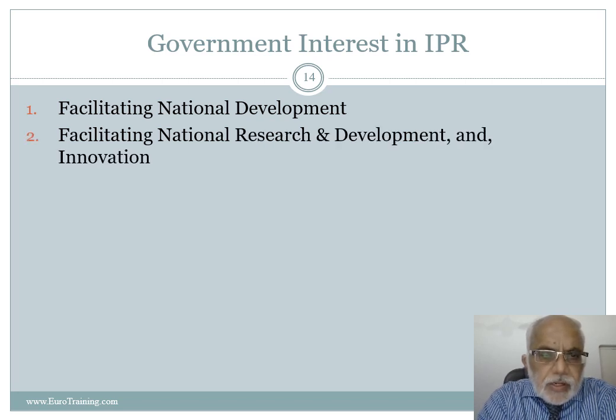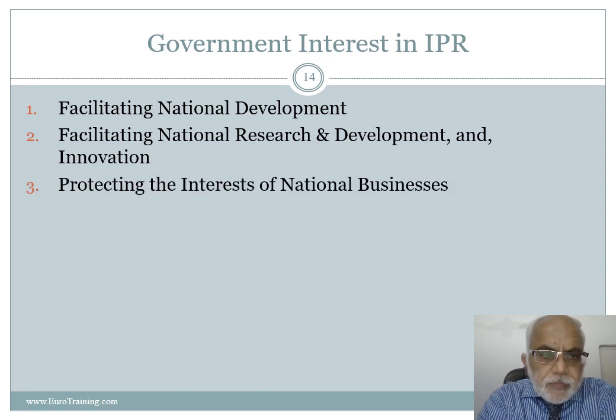Another interest the government has is that it wants to give the intellectual property rights such that national research and development and innovation is encouraged. These are three things: national research, national development, and innovation. Three things essential for economic progress. So the intellectual property rights must be such that research is encouraged, new product development is encouraged, and innovation is encouraged.